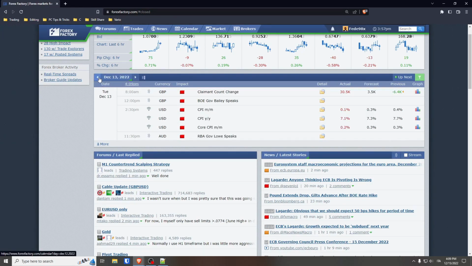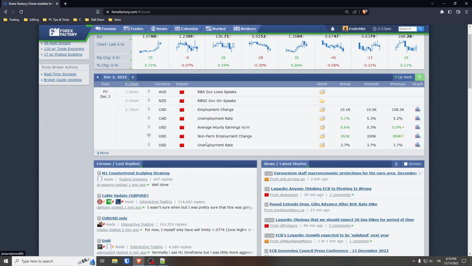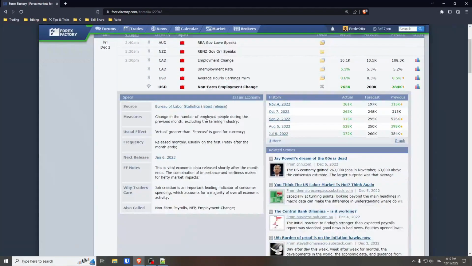Let's see where is the non-farm payroll. Okay, right here we have the non-farm employment change for the USD currency. Let's see the detail. Change in the number of employed people during the previous month, excluding the farming industry. Actual greater than forecast is good for currency. Released monthly, usually on the first Friday after the month ends.